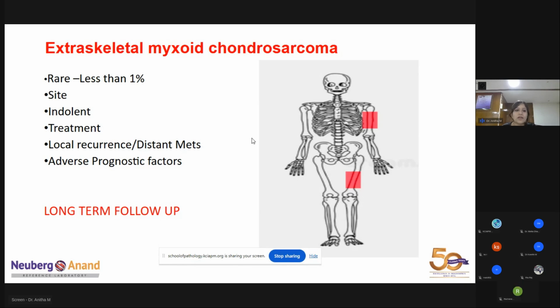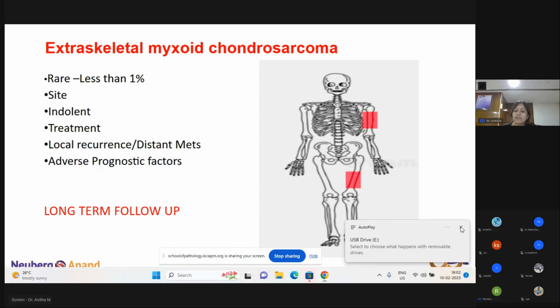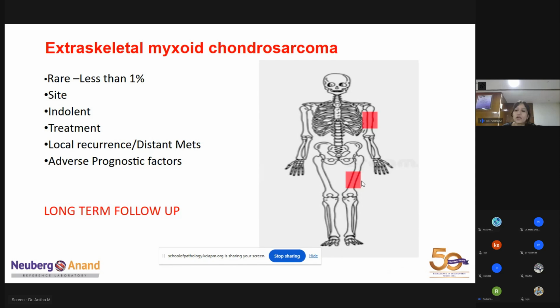So to brief it up, take-home messages: extraskeletal myxoid chondrosarcoma is a malignant neoplasm which accounts for less than 1% of soft tissue sarcomas. The most common sites include the proximal and the distal soft tissue, and it is a slow growing tumor. Mostly the patients present to the clinician with a localized tumor, and the treatment is margin clearance plus or minus radiotherapy.